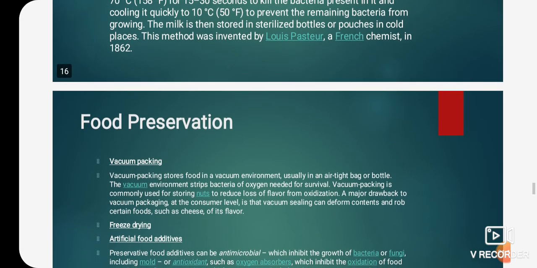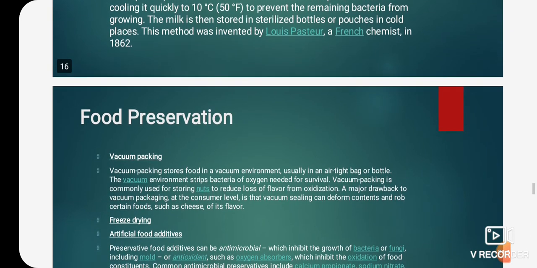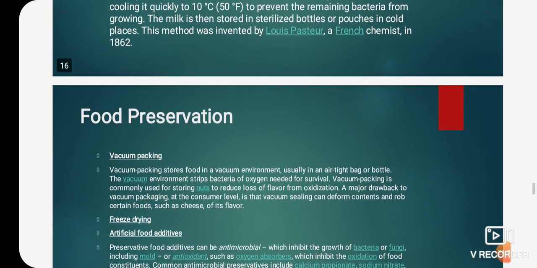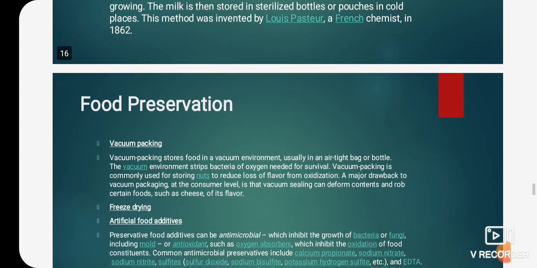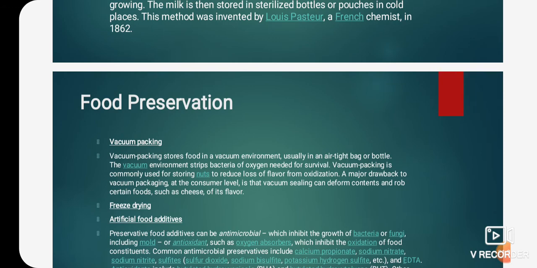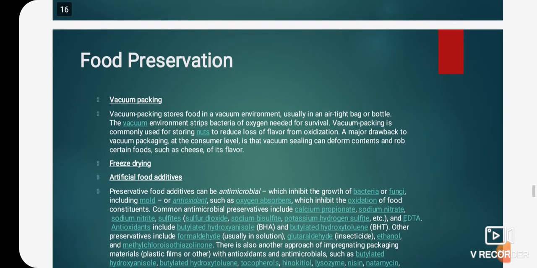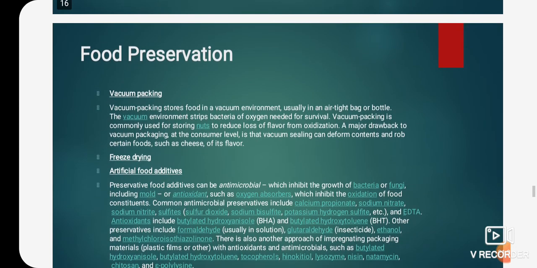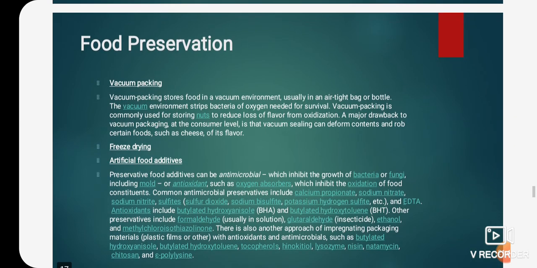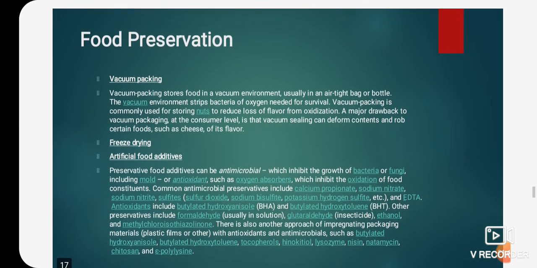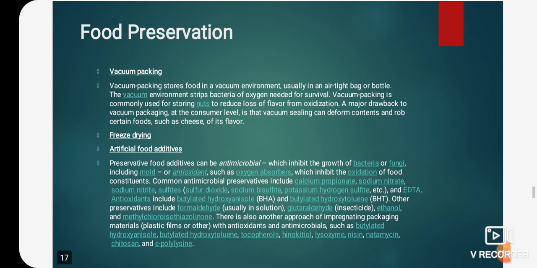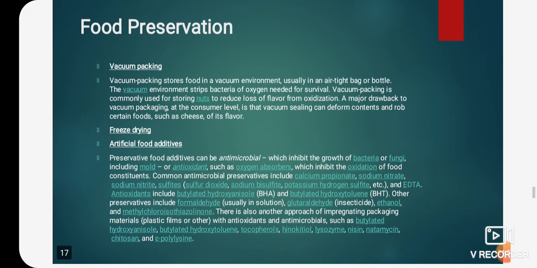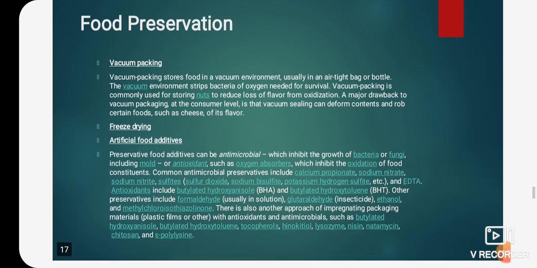Now, the next process is vacuum packing. Vacuum packing stores food in a vacuum environment, usually in an airtight bag or bottle. The vacuum environment strips bacteria of oxygen needed for survival. Vacuum packing is commonly used for storing nuts to reduce loss of flavor from oxidization. A major drawback to vacuum packaging at the consumer level is that vacuum sealing can deform contents and rob certain foods, such as cheese, of their flavor. Freeze drying.